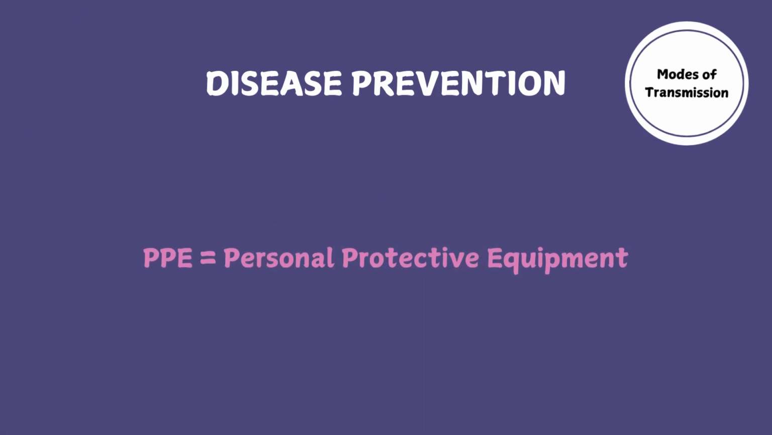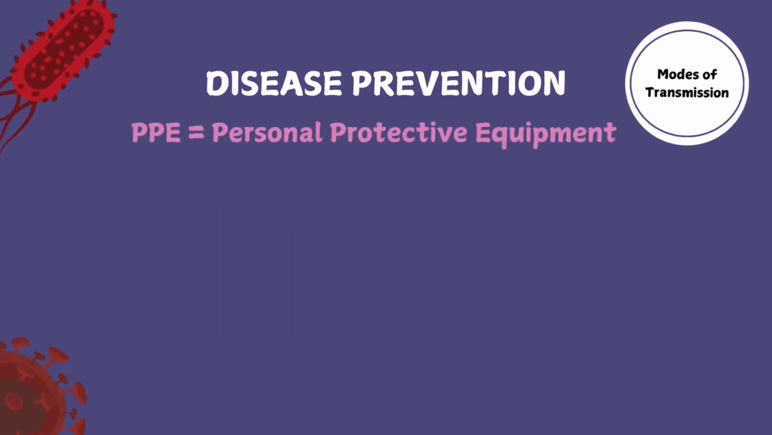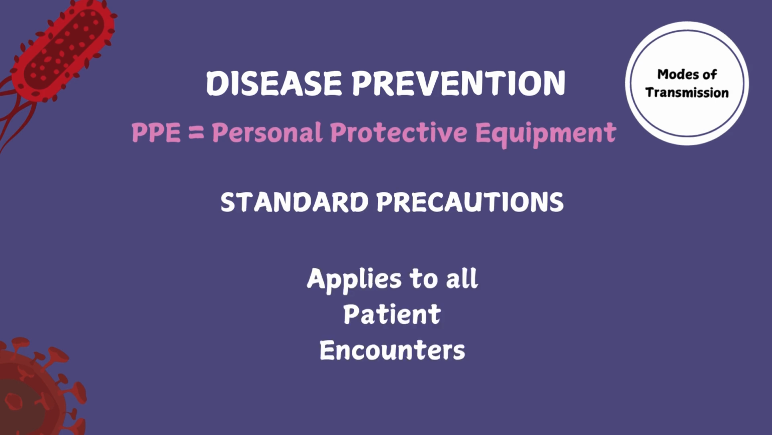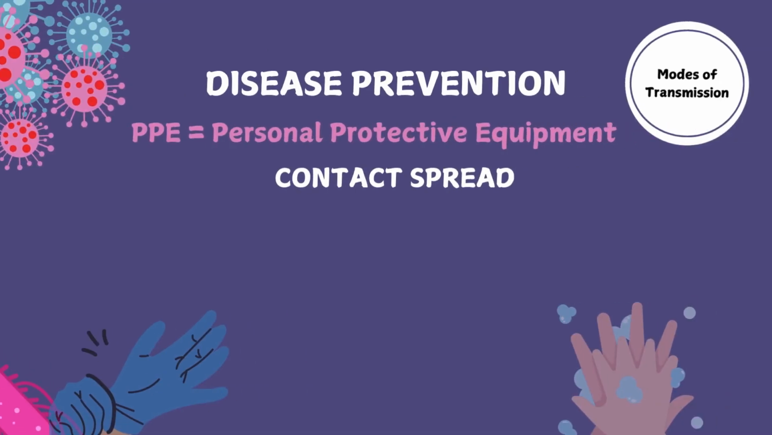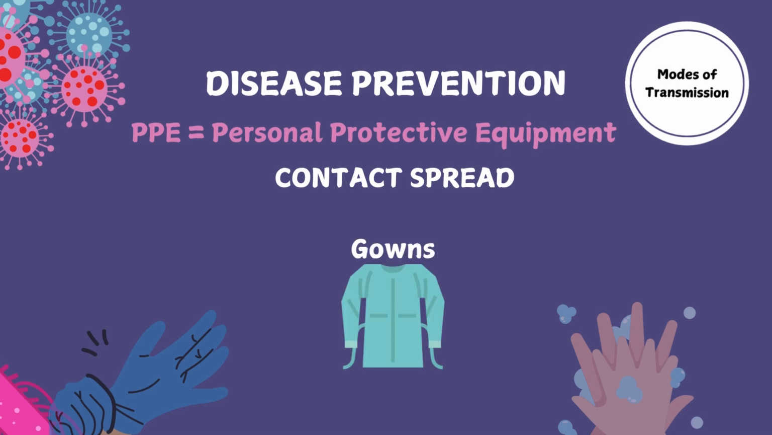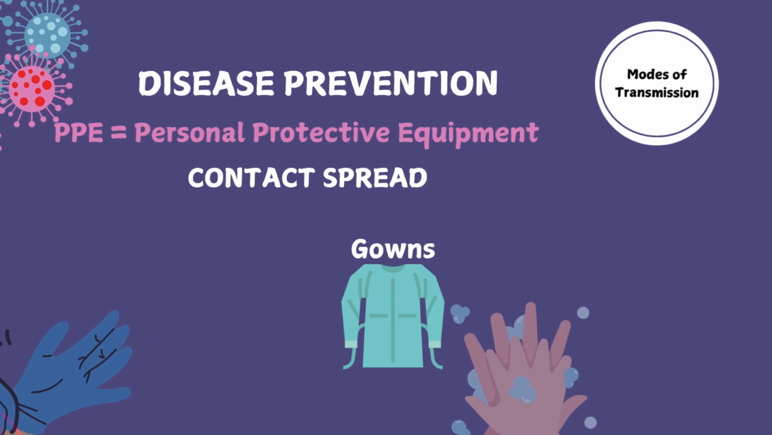What PPE should you wear with a patient? The first level of protection is known as standard precautions, which means we treat every patient as though they may have an infectious disease. With all patients, you should wear gloves and practice hand washing before and after any patient procedures. For contact spread diseases, in addition to gloves and hand washing, you should wear a gown and any additional protective clothing to cover areas of your body that may come into contact with the patient's skin.